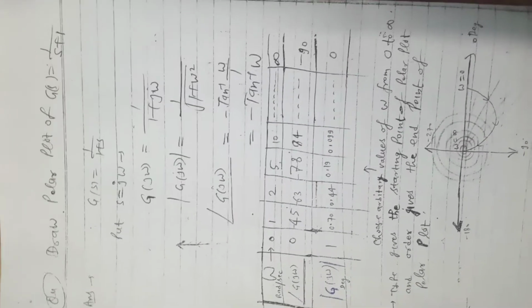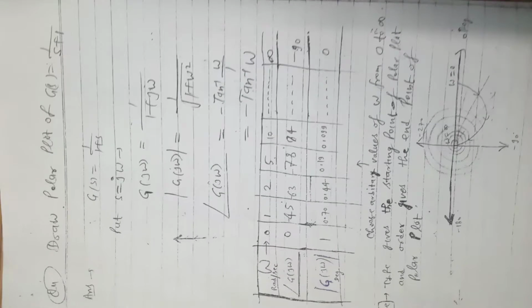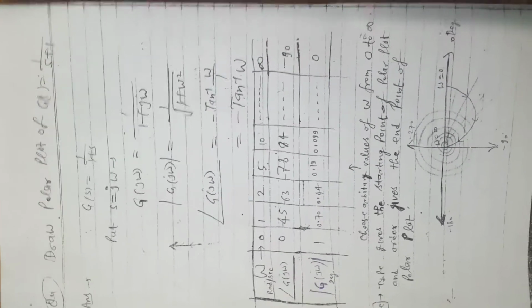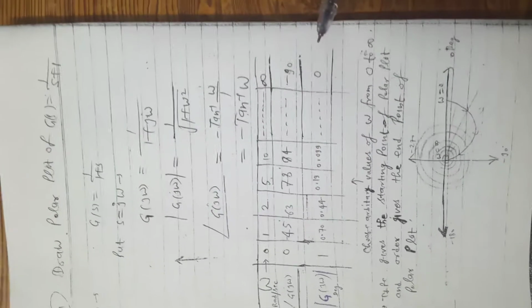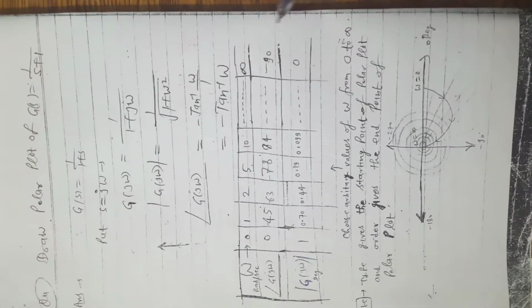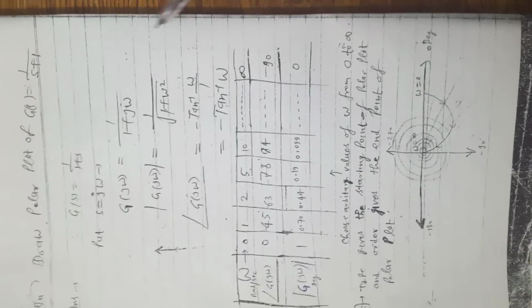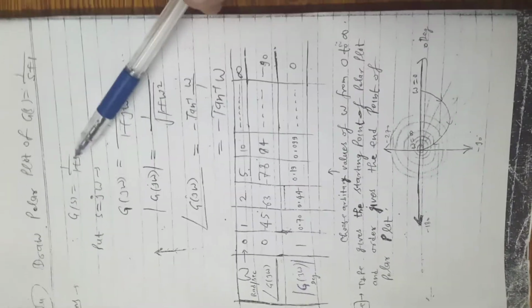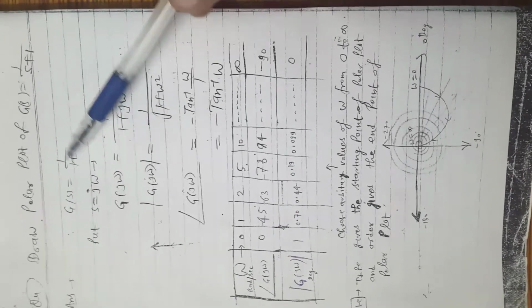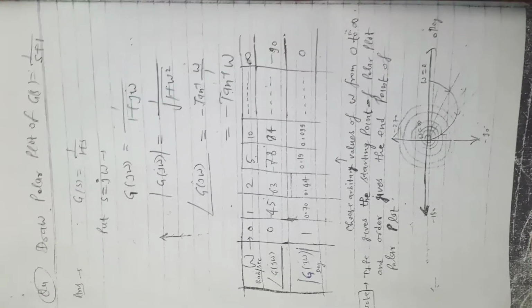Hello friends. So today we will discuss the polar plot of this system, which is given by G(s) = 1/(1+s). The very first step is to put s = jω. You convert this open loop transfer function G(s) = 1/(1+s) into the frequency domain. Once you convert this into the frequency domain, you have to put s = jω.